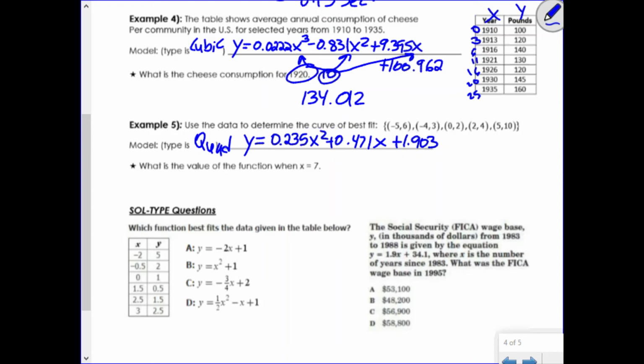And again, they have another follow-up question here where they say, what is the value of the function when x is equal to 7? So they gave me 7 as my x value. They want to know what the value of y would be, so that represents the function. So I'm going to take 7 and plug it in for each of the x values in my function. You guys should get something around 16.72. Give you a second to test that, make sure you get that number.